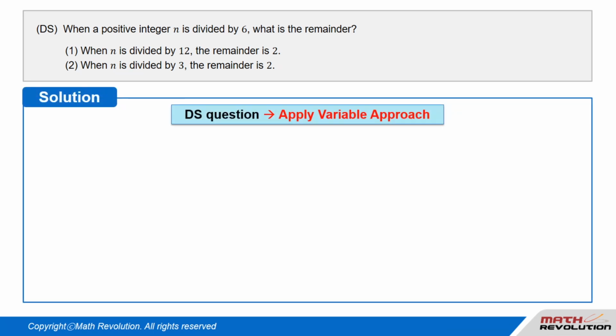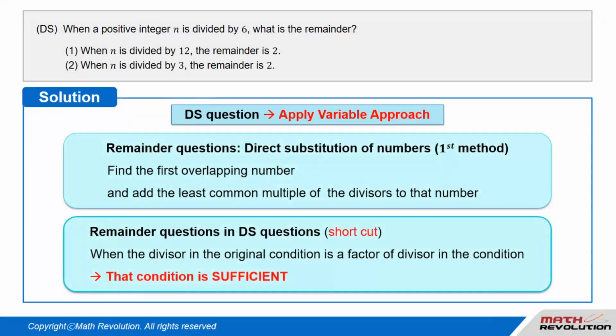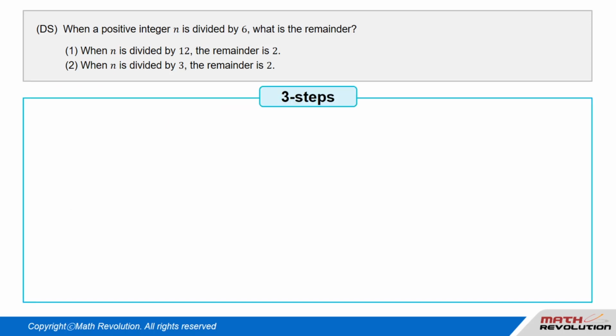Solution. Let us solve this DS question using the variable approach. Remainder questions in DS questions. Shortcut. When the divisor in the original condition is a factor of the divisor in the condition, that condition is sufficient. Let's apply 3 steps of variable approach.